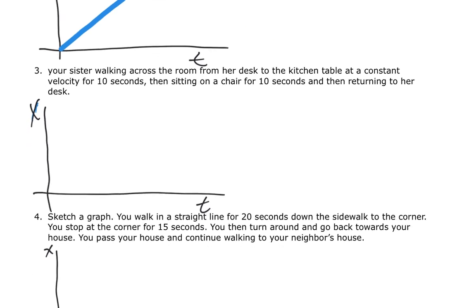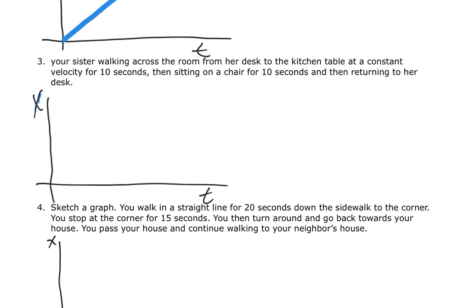Let's take a look at what your sister is doing here. Okay, your sister's walking across the room from her desk to the kitchen table at a constant velocity for 10 seconds. So we'll call that going in the positive direction. So there we go, moving in a positive direction for 10 seconds. She then sits on the chair just like the brother did for 10 seconds. So here's another 10 seconds of not moving.